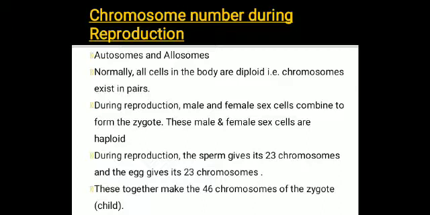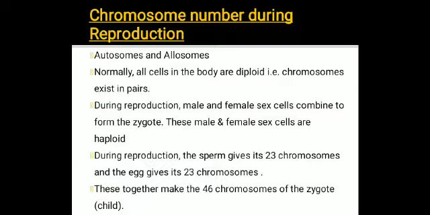And then next are the allosomes. Allosomes are nothing but the sex chromosomes, for example X and Y. This is the X chromosome. The chromosome which determines whether the child or offspring is male or female is the sex chromosome. That is called the allosomes.